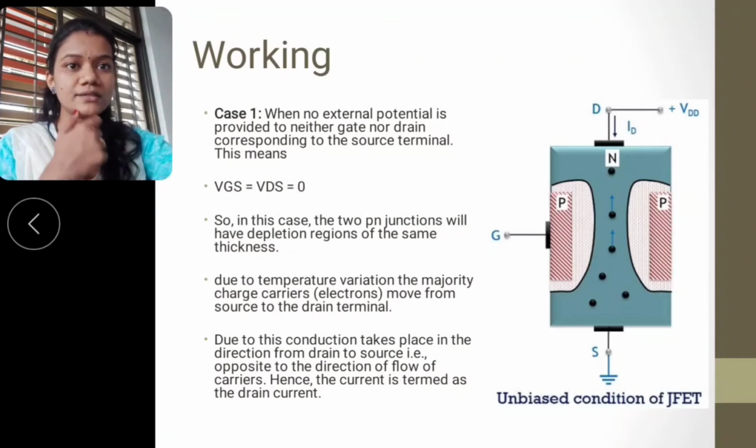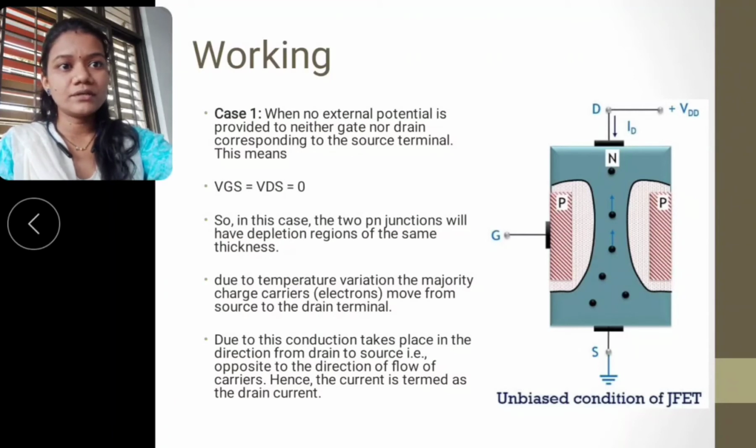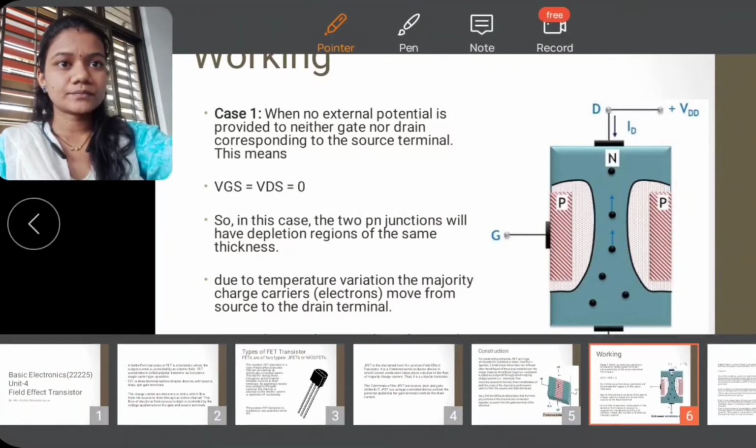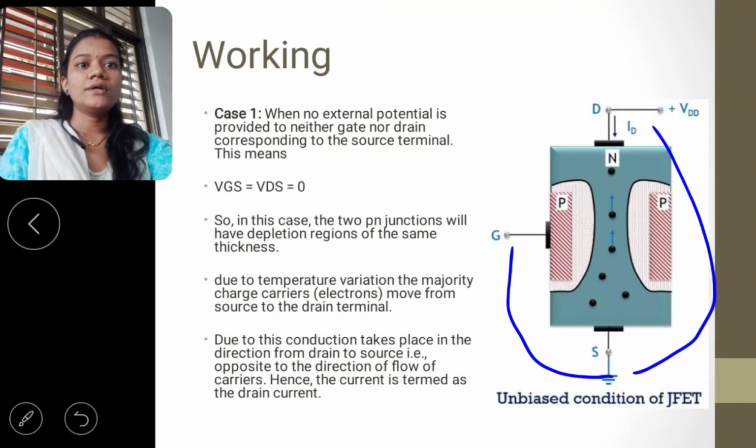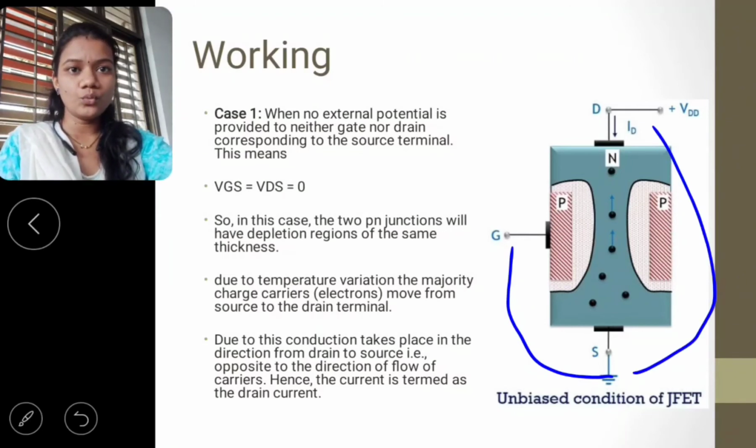What is meant by this? That gate to drain, these terminals also have no voltage. So VGS and VDS, that is gate to source. This is your gate to source junction and this is your drain to source junction. So it has zero voltage, or we can say zero potential. So this is your first condition.